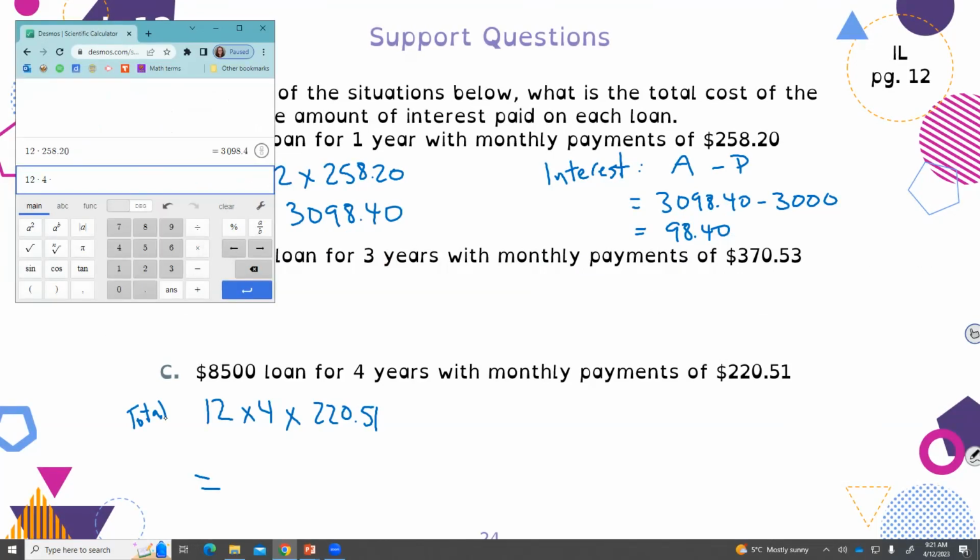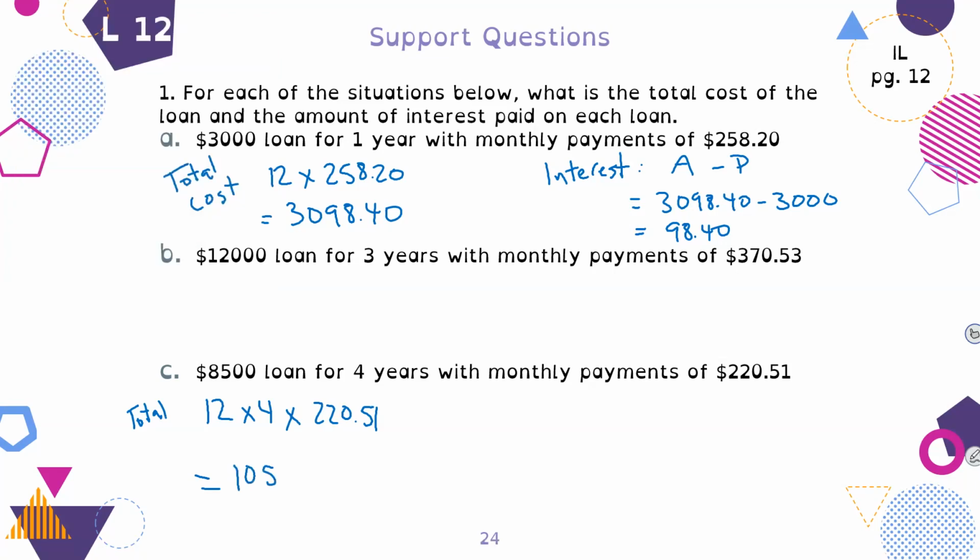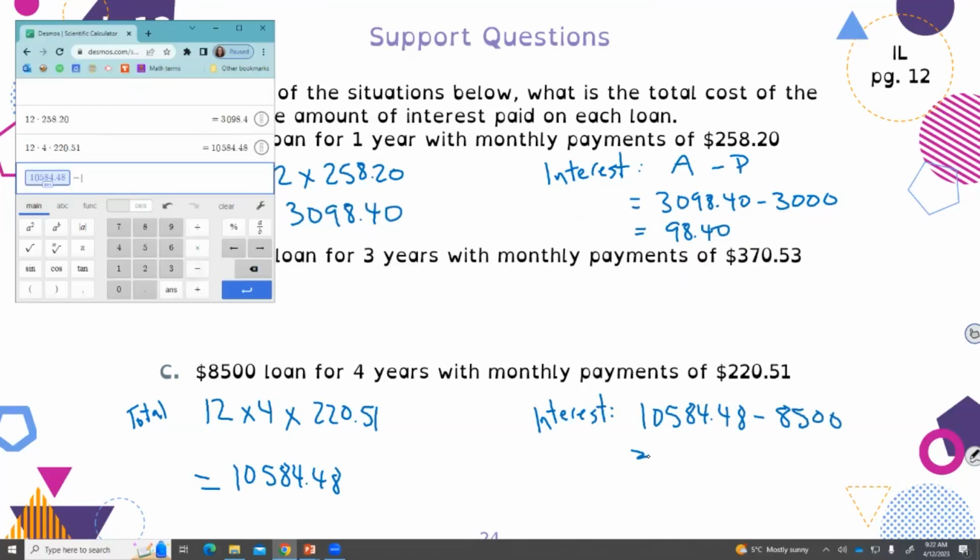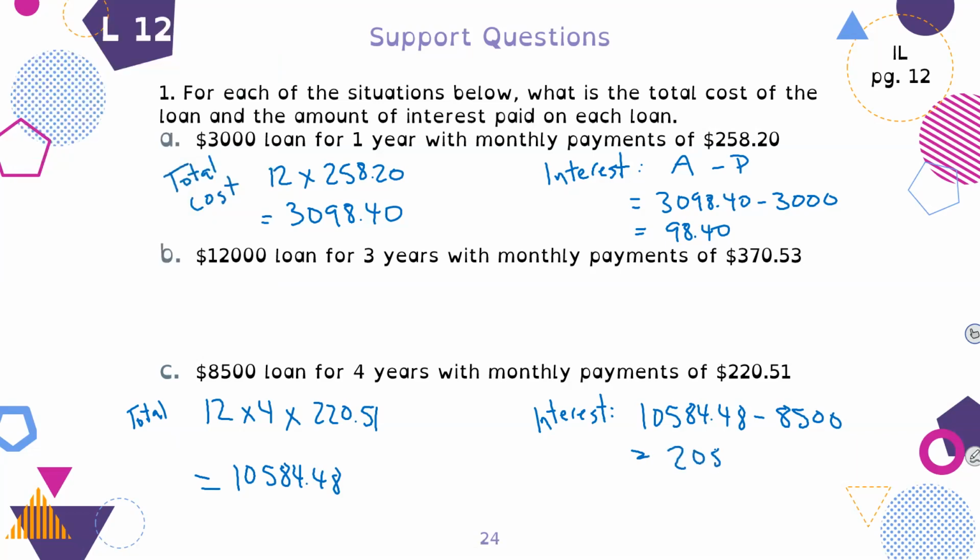So the first one we didn't have to multiply by an extra number like 4 because it was only for 1 year. If it's more than 1 year, we need to multiply by more. So that is $10,580.48. So the interest is that total amount that we paid, take away how much we borrowed, which was $8,500. So we paid an interest of $2,084.48 for that loan. That's how we calculate both the total cost and the interest.